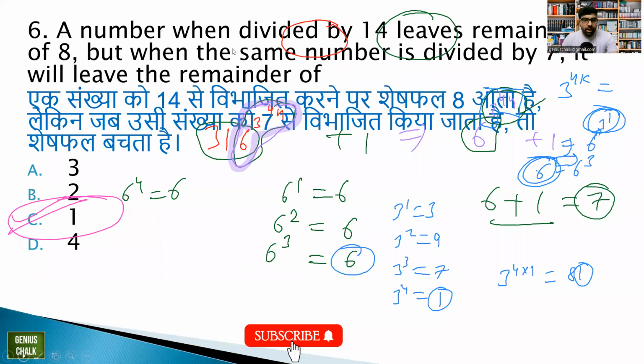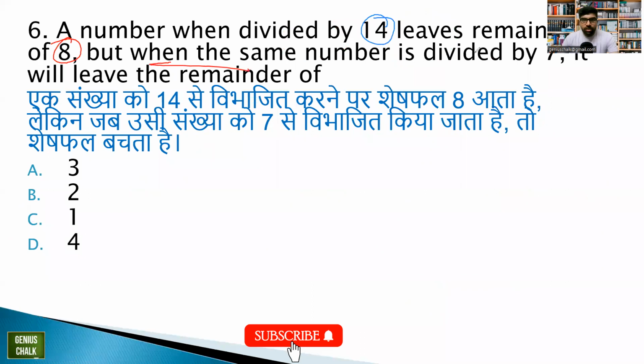Again, a remainder question. A number, when divided by 14, leaves remainder of 8, but when the same number is divided by 7, it leaves a remainder of what? Now the question says that if it is divided by 14, it leaves remainder 8. So what is the rule? Let's understand the question first. The question says that there is a number, when this number is divided by 14, it leaves a remainder of 8. And if the same number I divide it by 7, what should be my remainder?